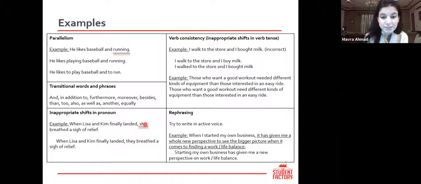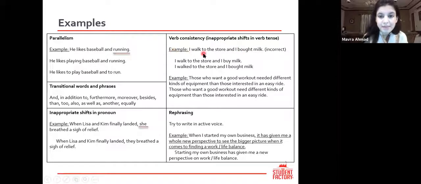We need to change this pronoun. We might have to edit the sentence altogether. And how we are going to change it? When Lisa and Kim finally landed, they breathed a sigh of relief. Okay, so this is the correction, a small correction that we need to make to the sentence. Okay. Next we have verb consistency, inappropriate shifts in verb tense.